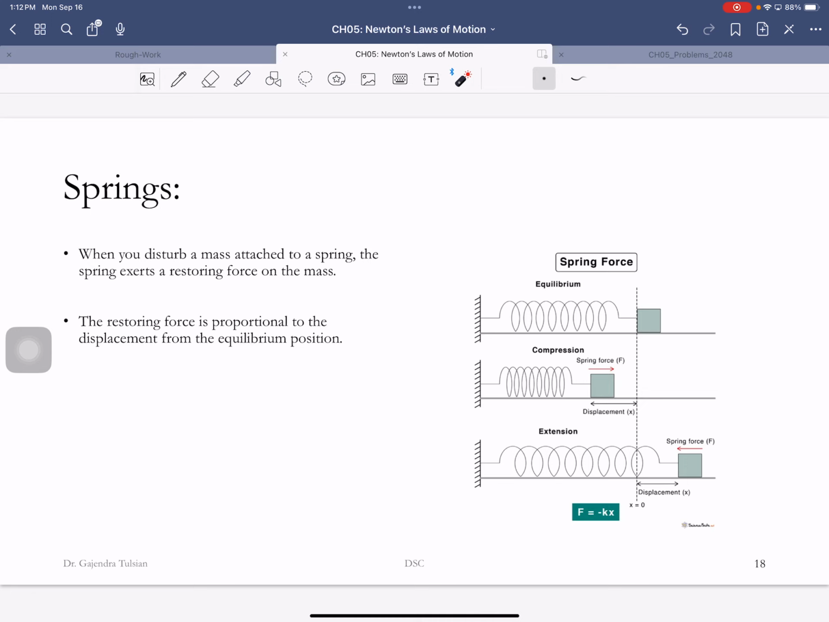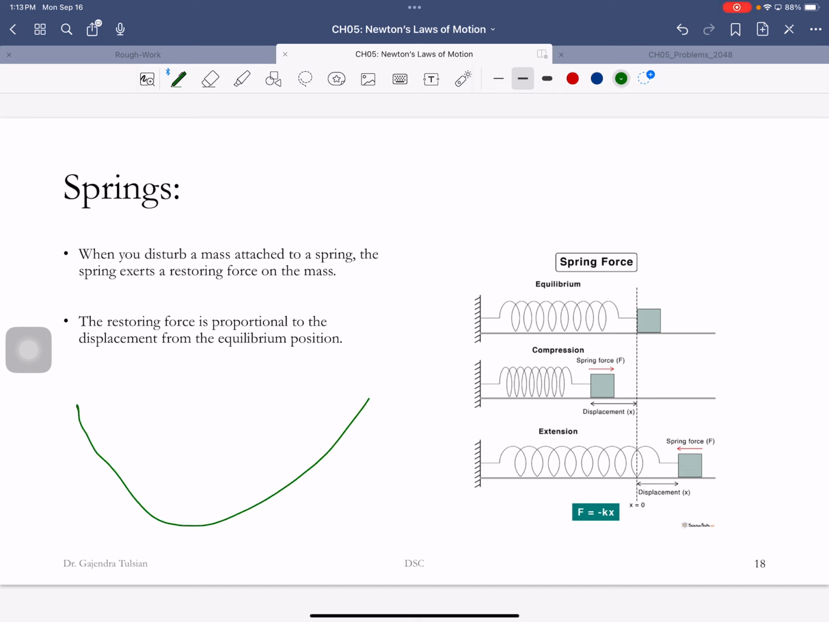Coming back to this, we'll now eliminate gravity. Here's the equilibrium position. If you compress the spring, the spring force is in that direction, restoring the system to its equilibrium position. If you stretch it, the spring force will try to bring the mass back to its equilibrium position.